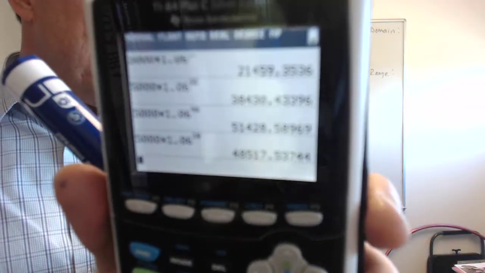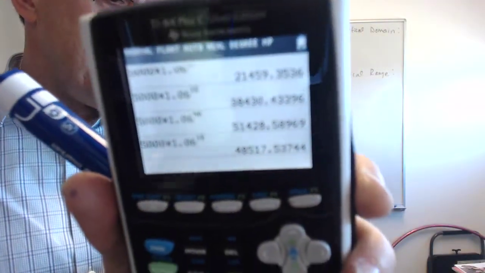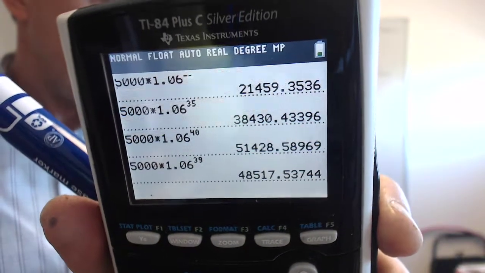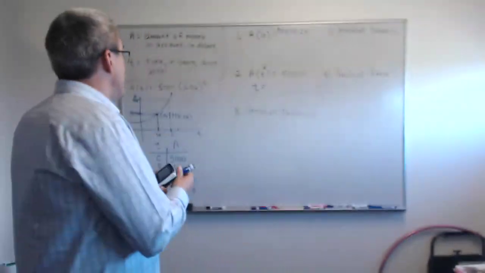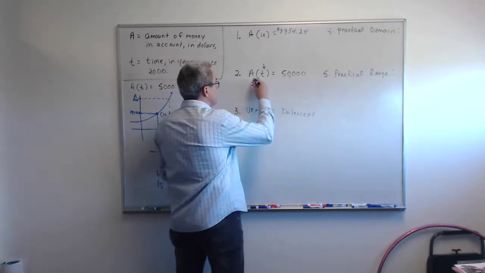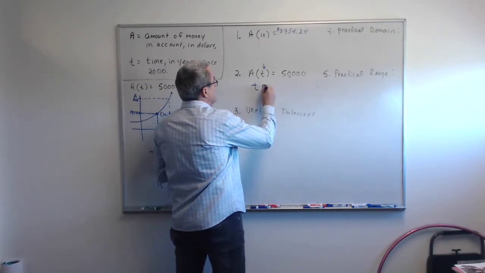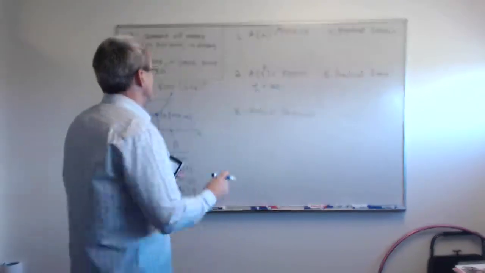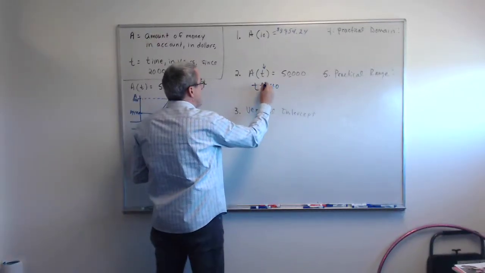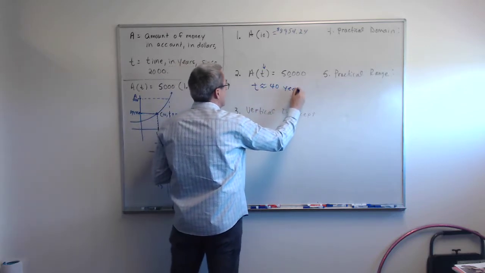Now we're just, come on, there it is. We're just a touch under 50,000. So it's somewhere between 39 and 40 years. So the amount of time would be, well, let's just go up to the 40 years because that puts us over the 50,000. So here's what I'll say. T is about 40 years.